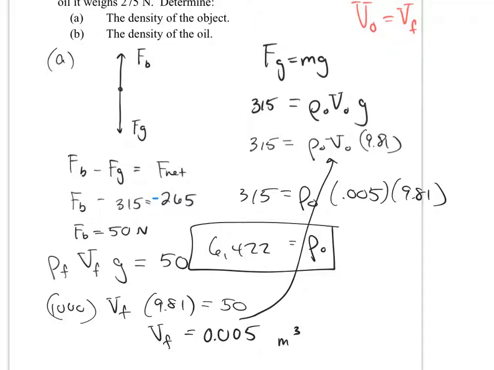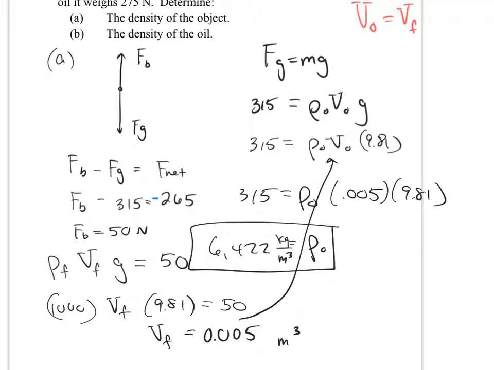6,422. Agreed? Kilograms per cubic meter. Okay, 6,422 kilograms per cubic meter. That's only part A, guys. Part B of this problem said find the density of the oil.